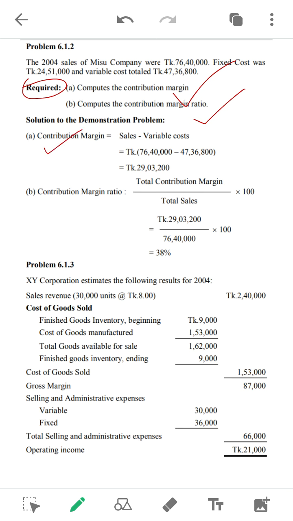Contribution margin, sales minus variable cost. If you calculate, then you will find the total sales 76,40,000, variable cost 47,36,800, and it will be the contribution margin 29,03,200. Contribution margin ratio, total contribution margin by total sales into 100, then you will find it 38%. Please, dear student, try at your home.